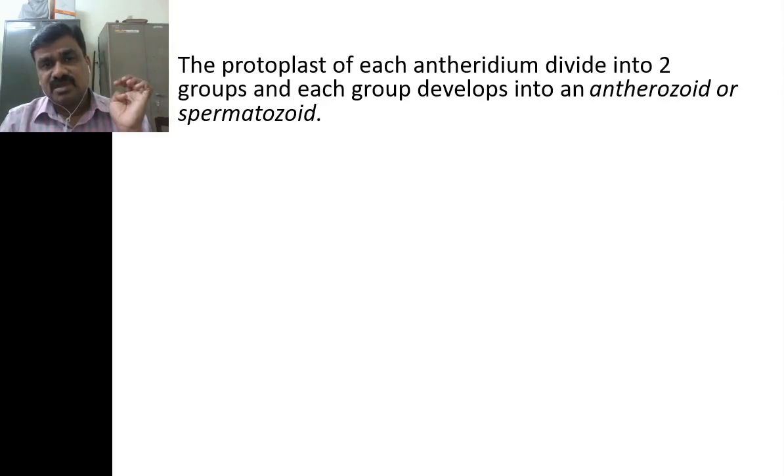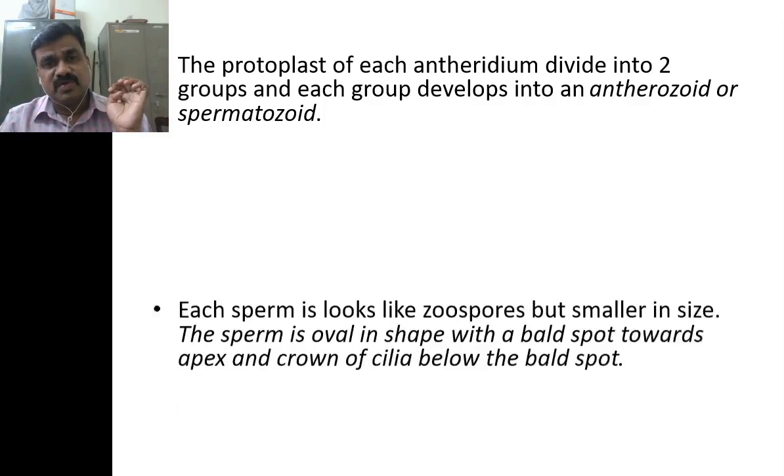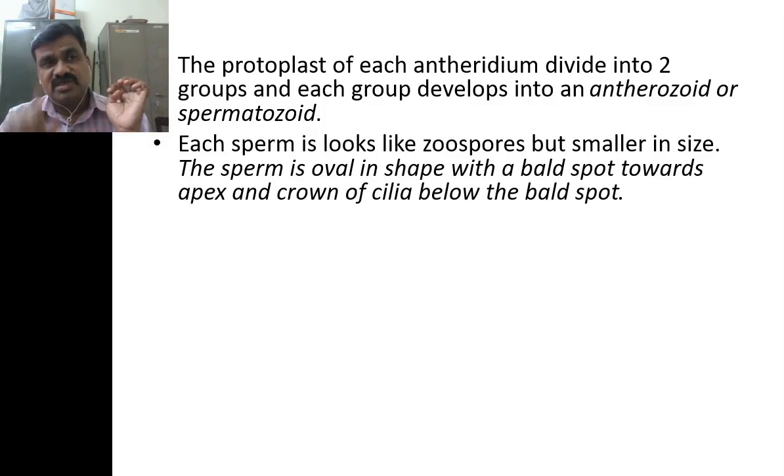Okay. Then what happens? The protoplast of each antheridial cell again undergoes division, and it gives rise to 2 masses of protoplasm. Each mass develops into an antherozoid or a spermatozoid. So each sperm looks like the zoospore, but it is smaller than a zoospore.